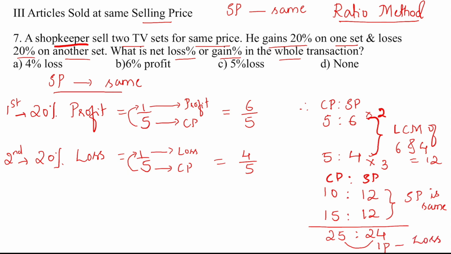So therefore loss percent is given by loss. Loss is how much? 1 part, and always loss or profit is calculated on cost price. So cost price is how much? 25 parts. So 1/25 into 100. 25 fours are 100, which is equal to 4%. So the shopkeeper is having 4% loss. Okay, that is option A is the answer. So this method I will use throughout all the problems to solve.